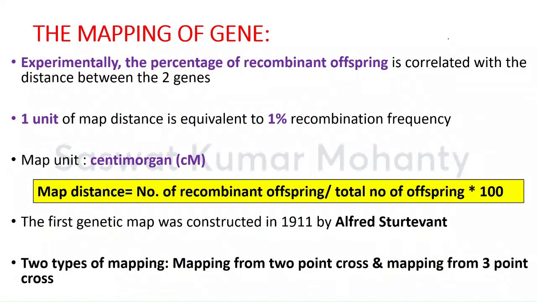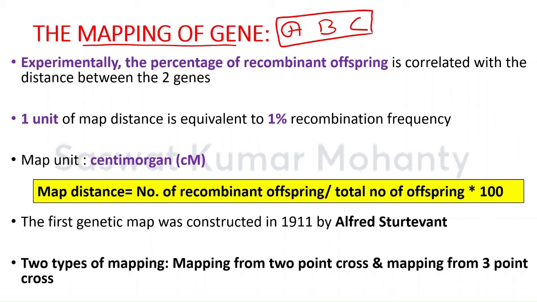So the linkage mapping, or the mapping of genes, means you are mapping between genes. If there are two or three genes, for example gene A, gene B, and gene C, we are finding the distance between them. These distances are mostly calculated from the recombination frequency. If you don't know what recombination frequency is and how to calculate it, you can look at our previous video on how to calculate recombination frequency.